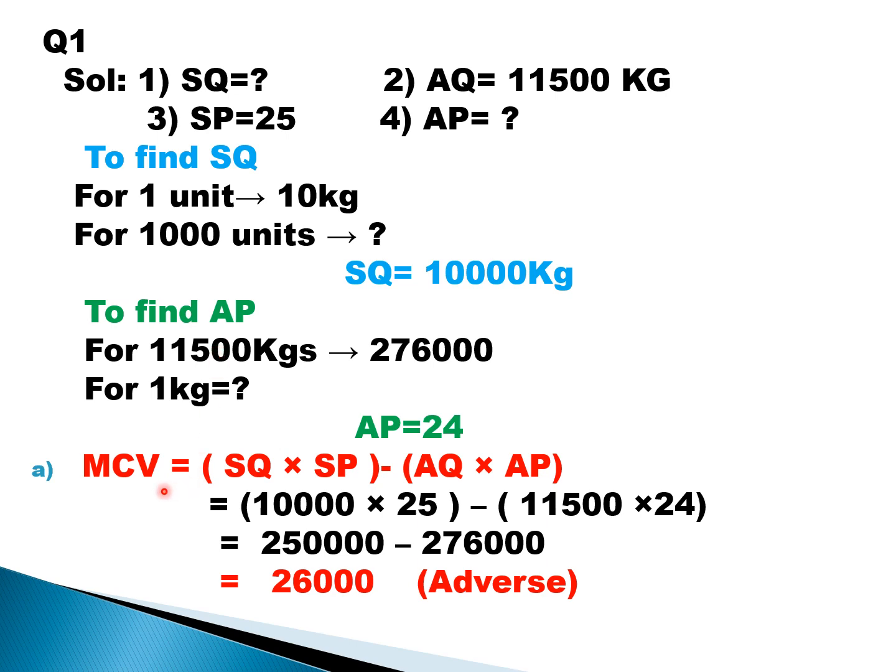Then you need to find material cost variance. Standard quantity 10,000 into standard price 25, minus actual quantity 11,500 into actual price 24 rupees. So you get 2,50,000 minus 2,76,000. So you get minus 26,000, which indicates it's adverse. That means what we fixed is less than what we have actually incurred.